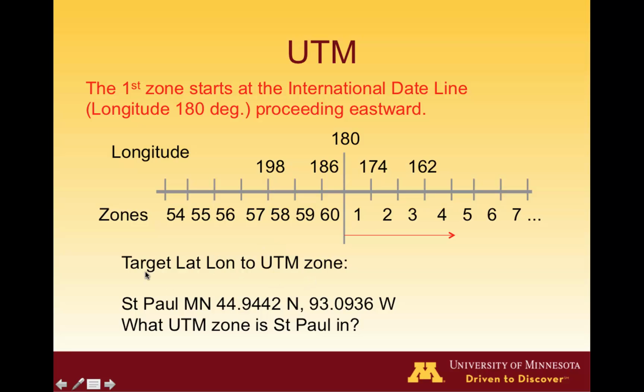So given this information, what is the latitude and longitude to UTM zone transfer for St. Paul, Minnesota, which has 44.9 degrees north and 93.09 degrees west?